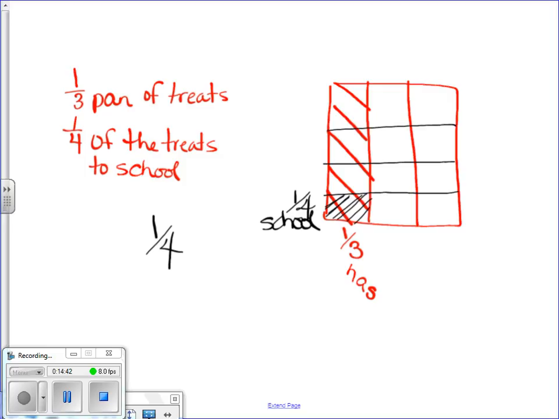So 1/4 of 1/3. 1/3, because she had 1/3 of the treats. She sent 1/4 of them. So 1/4 times 1/3. 1/12. Which is, you multiply this, you multiply that. 1/12. Multiply straight across.